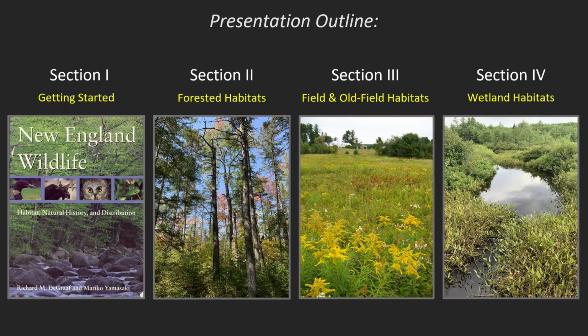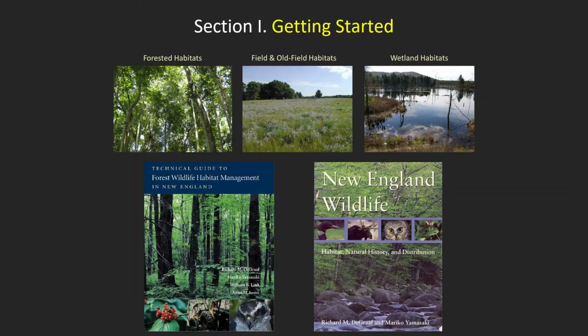The presentation is organized into 4 sections. Section 1 introduces some important terms and things you should consider when you are first getting started assessing habitat on your land. And sections 2 through 4 focus on the habitats and specific features to look for on your land, what wildlife species are associated with those features, and common approaches for improving habitat for wildlife.